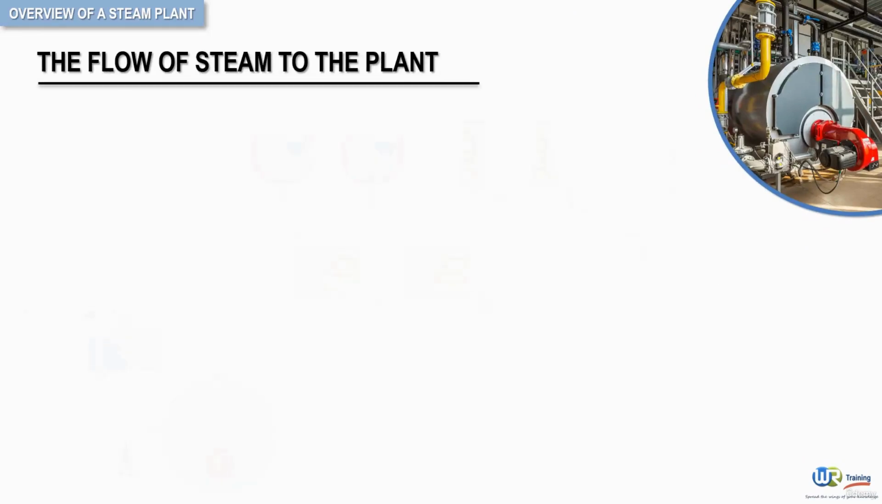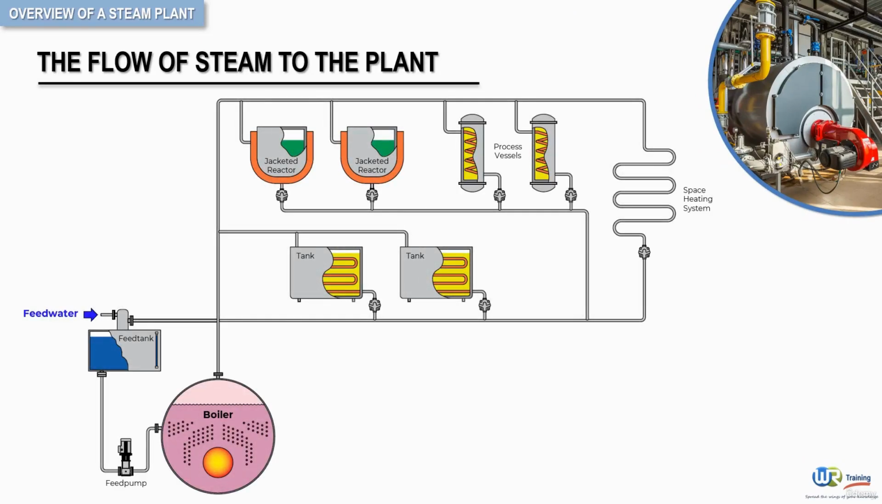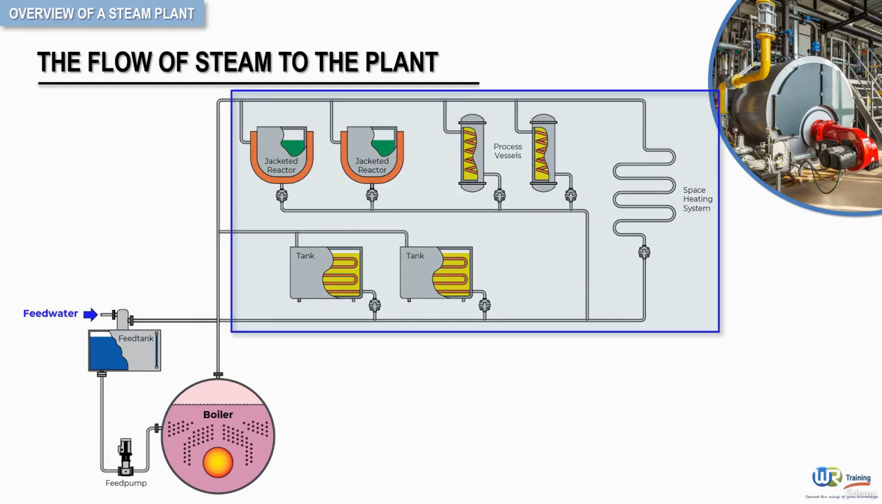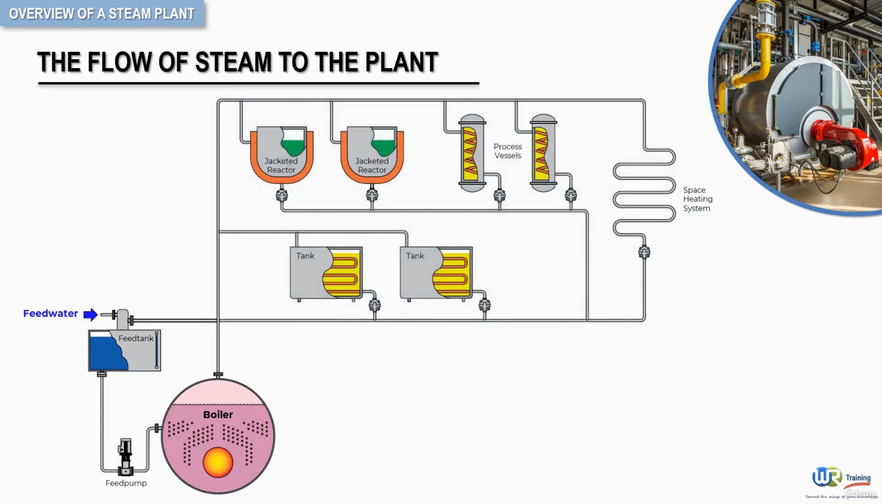Take a look at the following figure. It depicts a steam boiler and various process equipment. These equipment use steam as the heating medium. Now, once steam is generated in the boiler, it flows through the piping network to provide the necessary heat energy for the downstream plant items.